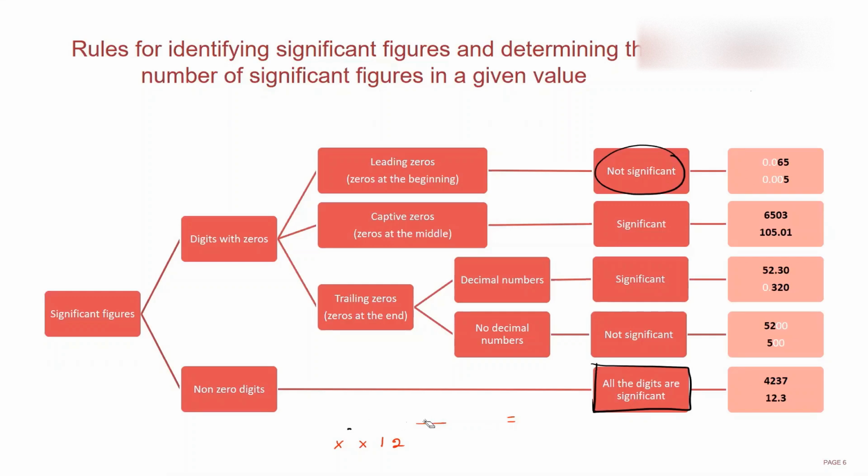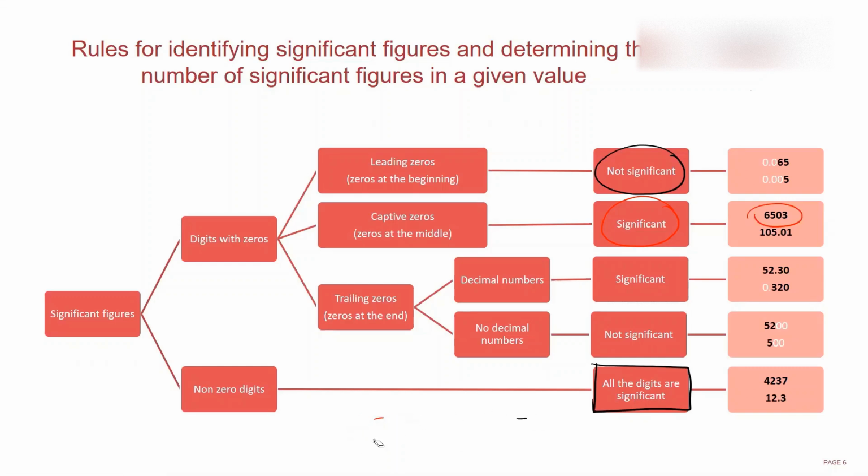Let's take a number where we have 0 in the middle. For example, we take 6,503. 0 is in the middle, so 0 is significant. We start counting the number of significant figures from the left-hand side, non-zero digit. So first one, second significant figure, third one, and the fourth one. So in this reading, we have 4 significant figures.